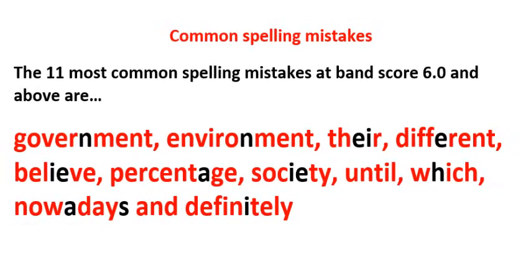Spelling above band score 6 is still a problem for lots of people. Now, according to the Cambridge Learners Corpus, the 11 most common spelling mistakes at band score 6 and above are the words government with an N, environment with an N, their with an EI, different with an E, believe with an IE, percentage with an A, society with an IE, until, which with an H, nowadays with an A and an S, and finally definitely with an I.